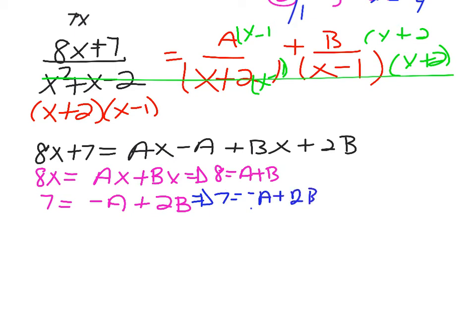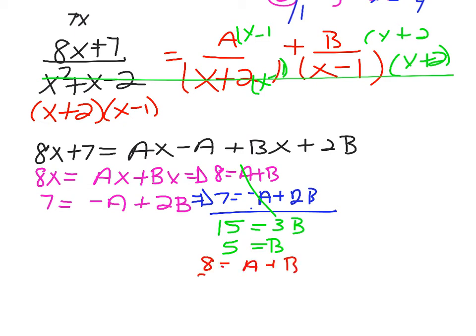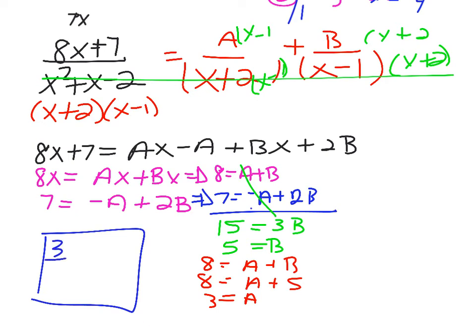So this is nice because I could just add these together. My A's cancel. So it's 15 is equal to 3B. B is equal to 5. And then I'm going to take that and plug it into 8 equals A plus B. B is 5. 8 is equal to A plus 5. So A is equal to 3. So let's just write your final answer. A is 3, so it's 3 over x plus 2, plus B, which is 5, over x minus 1.